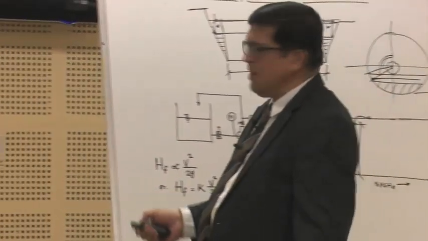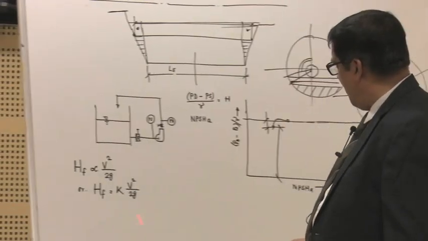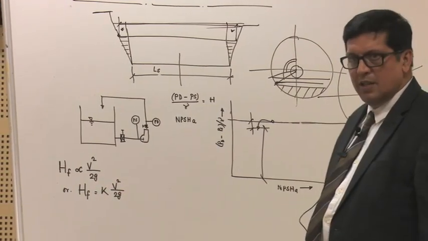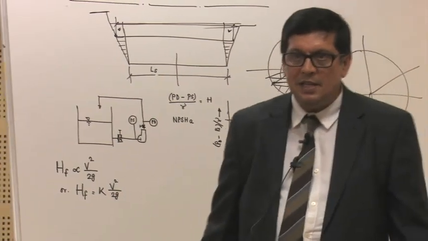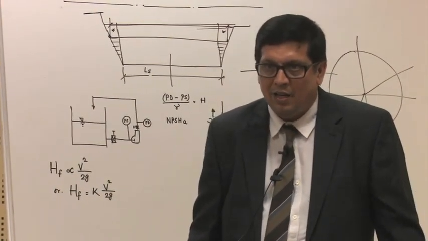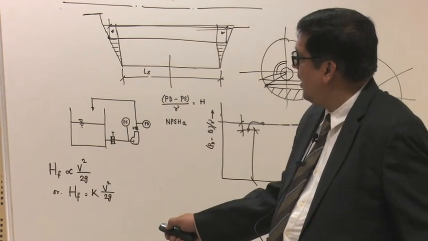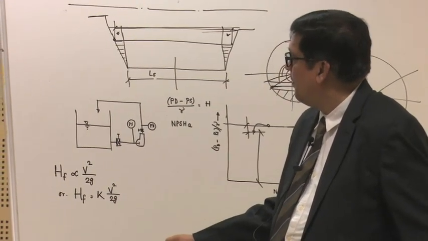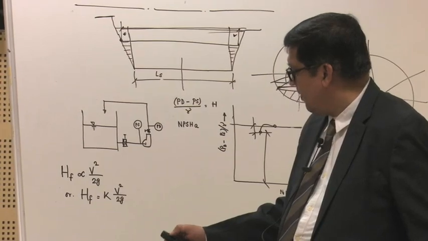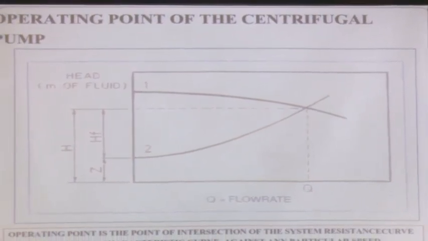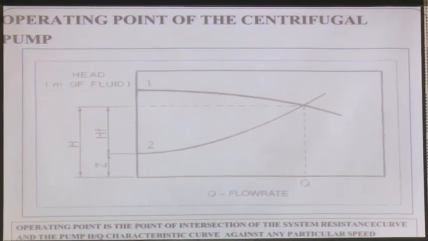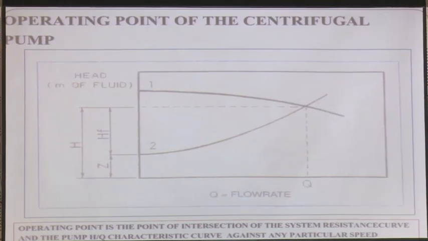So why am I discussing this one? Why have I written this one? This is the equation of a, what is the nature of this equation? Parabola. It's parabola, right? So the nature of the parabola would be like this. Is it clear? Shape of the system resistance curve, is it clear?